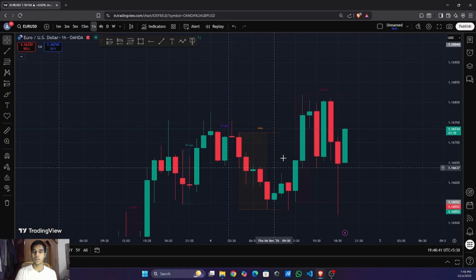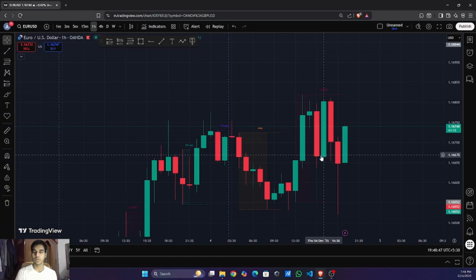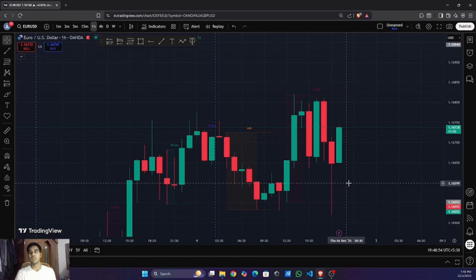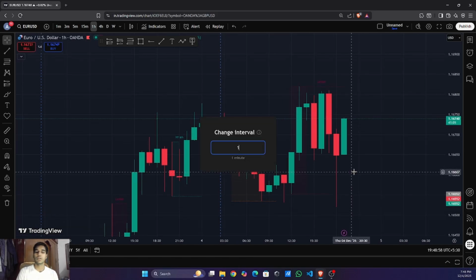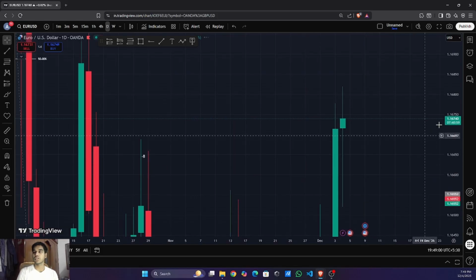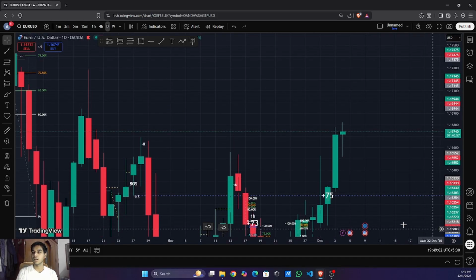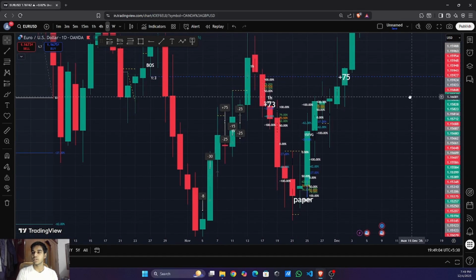Okay, this displacement was good. It should have continued from here. This good displacement fair value gap, it filled it, and after this breakout, it should have continued. But maybe it was waiting for the New York session, and it might continue from here. How much stretched is it in daily? It is quite stretched in daily.